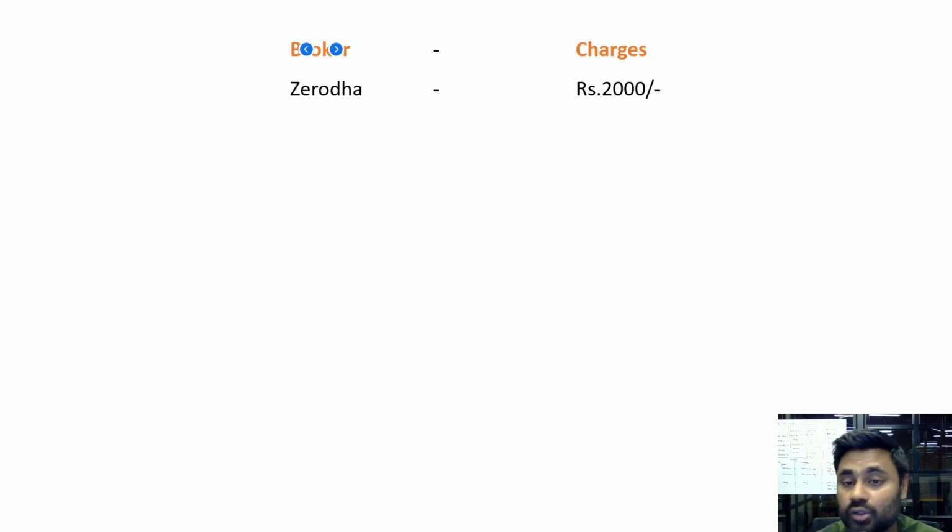Now, why do we need historical data? We need historical data because some people trade in indicator based strategies. Let's say moving average.